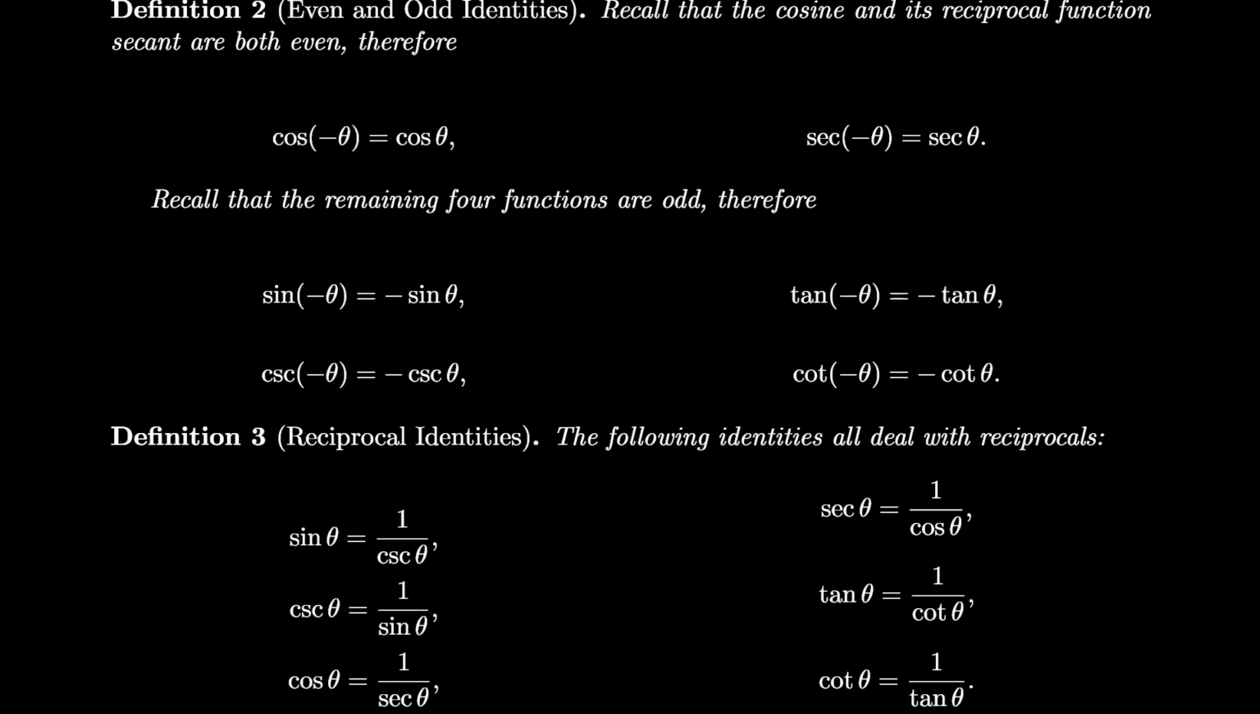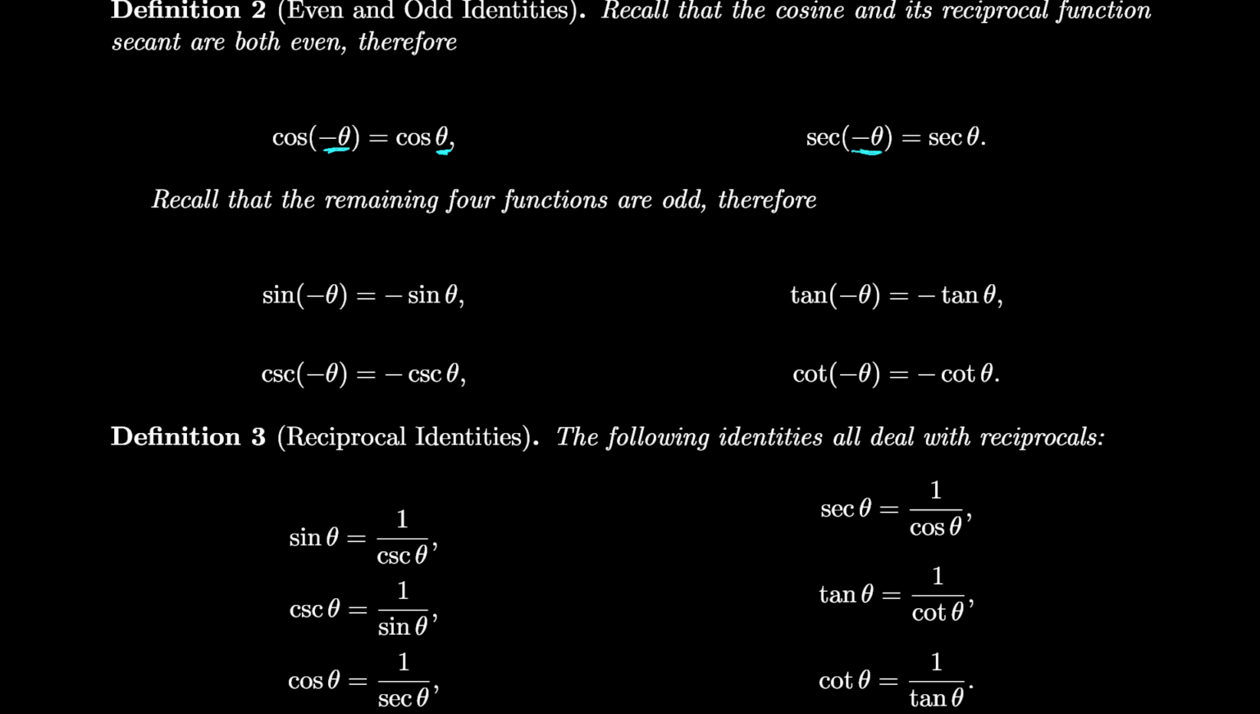So there's just a whole bunch of identities here. These next couple of definitions, the first ones are the even and odd identities, which we've already written down before. But the cosine and its reciprocal function secant are both even. So we have that the cosine of a negative input is the same thing as the cosine of a positive input.